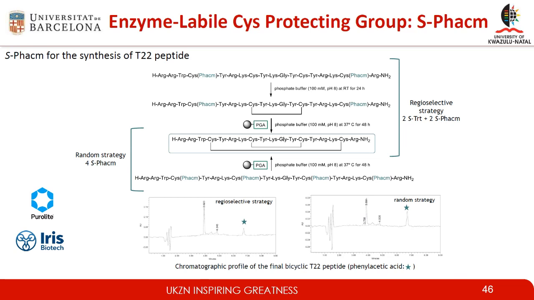Here is the synthesis of a peptide of 18 amino acids, the T22. Again we can use 2 trityls, first oxidation, and then 2 PHACM to remove in the presence of DMSO and have the right peptide, or we can even prepare the peptide with 4 PHACM and then do the oxidation. The regioselective synthesis gives a quality of the peptide slightly better than the random strategy, but we can use both strategies. This means PHACM is an excellent substitution for ACM.